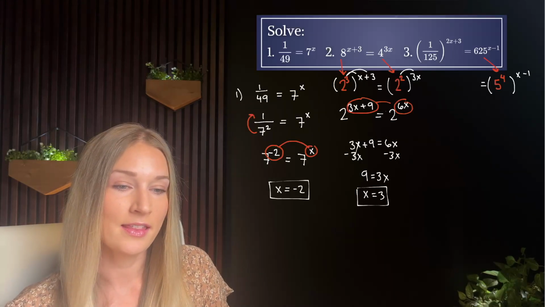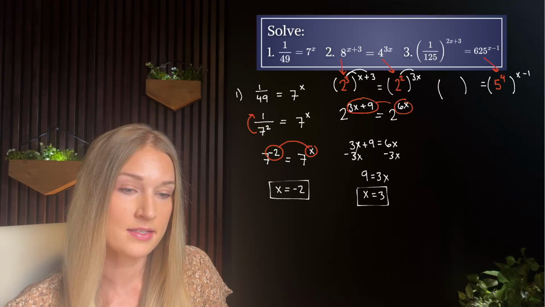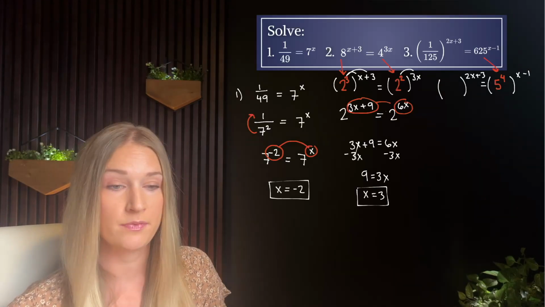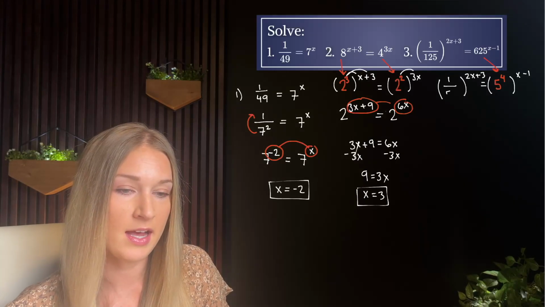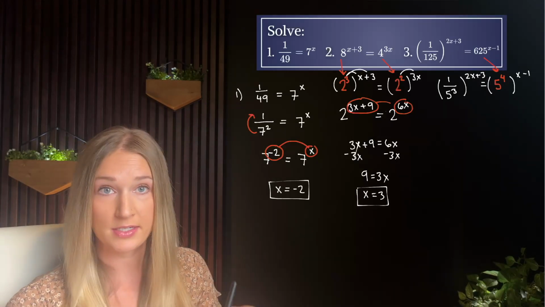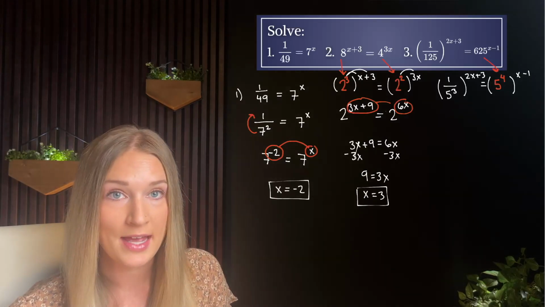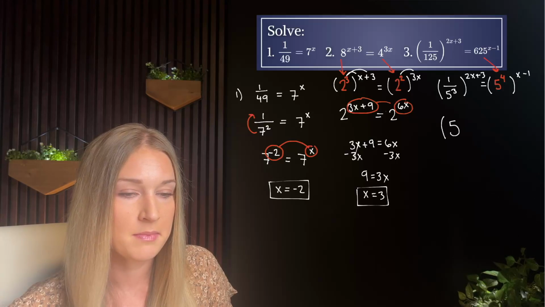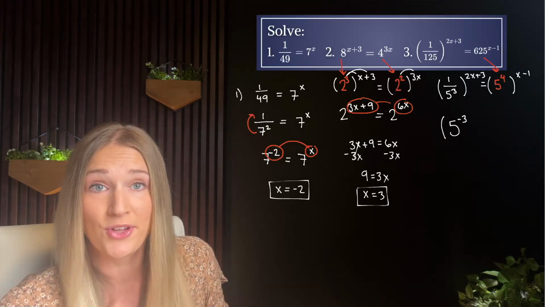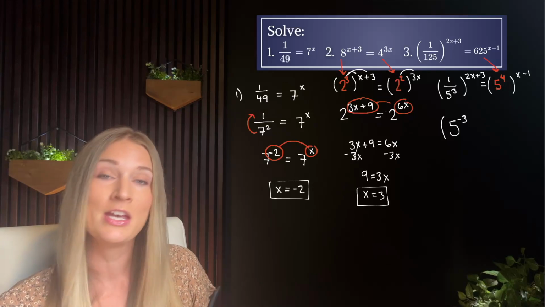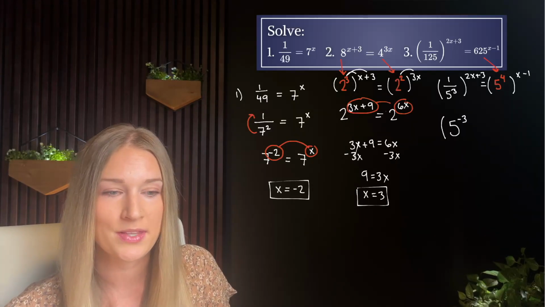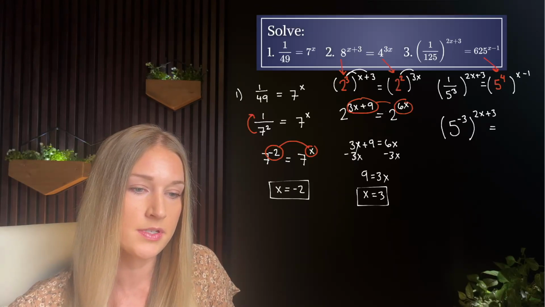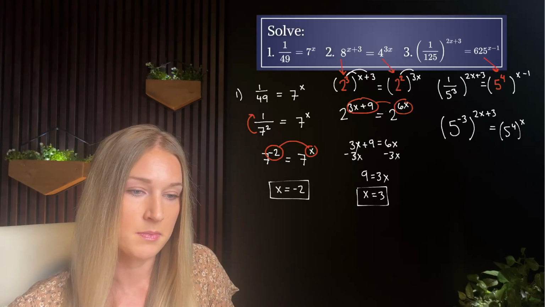And then on the left, I need to rewrite this as a power of 5. So let me start with just the 125. 125 is 5 to the power of 3. Now it's in the denominator. I need to bring it to the other side so that my bases can match. So I'm going to bring that up to the numerator and make my exponent negative because it doesn't belong in the numerator. It actually belongs on the bottom. So that negative is necessary to tell us where this thing is supposed to be. And then I have 2x plus 3 equals 5 to the power of 4x minus 1.